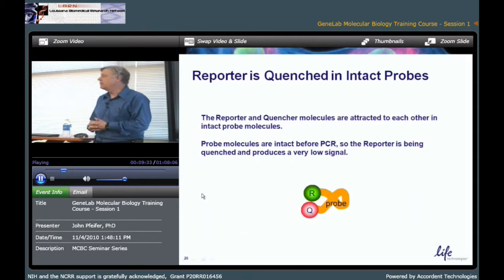But before we get to that, if we imagine creating a master mix, so the probe is in the master mix, it's intact, it's soluble. Before the probe gets cleaved, the reporter and the quencher have a natural affinity for each other. They come close together so that if you were to look at the reporter signal pre-PCR, you would find it to be very low. It is being quenched.